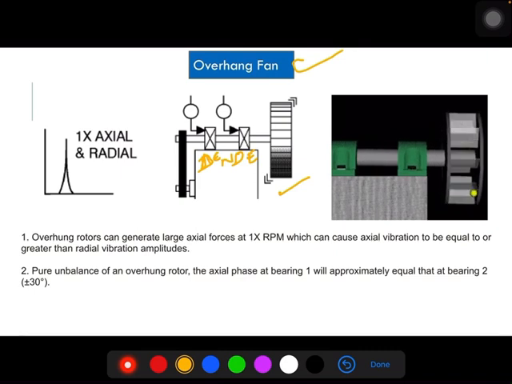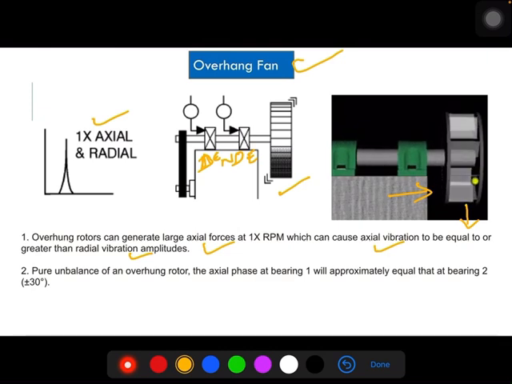In case of overhang fan, a bending moment acts here because of this weight at one side. Because of the bending moment, there is an axial thrust at these bearings. Because of axial thrust, axial vibration is higher. In case of overhang fan, the 1 into RPM is more in the axial, also more in the radial. So overhang rotors can generate large axial force at 1 into RPM, which can cause axial vibration to be equal to or greater than the radial vibration amplitude. In case of overhang, axial vibration is also very high compared to the radial direction.